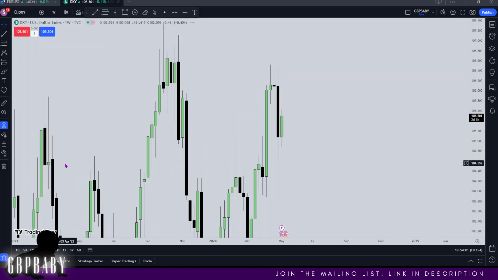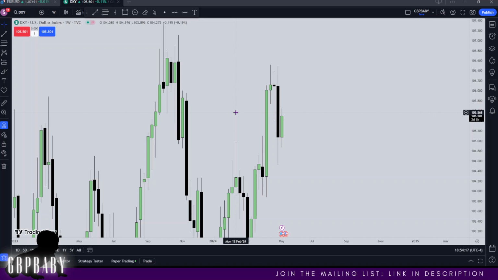So to start, we're going to go to dollar. You can see I have cleared my screens, and that's because we do have high impact news running into Thursday and Friday. We have jobless claims on Thursday, and then we have the Michigan consumer sentiment on Friday, which tends to create a lot of movement.